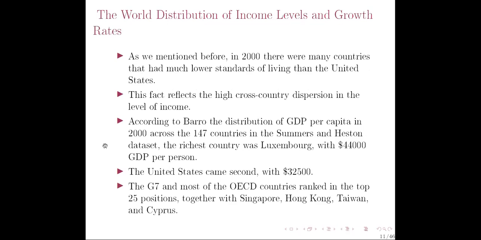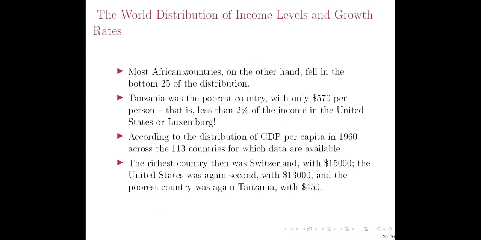And as we mentioned before, in 2000, there were many countries that had much lower standards of living than the United States. And this fact reflects the high cross-country dispersion, the disparity amongst the countries and the regions. So according to Robert J. Barro, the distribution of GDP per capita in 2000 across the 147 countries in Summers and Heston's data set, the richest country was Luxembourg with $44,000 GDP per person. In 2000, Luxembourg was the richest country in terms of GDP per capita. The United States came second in 2000 with $32,500 per capita income. Most of the OECD countries ranked in the top 25 positions together with Singapore, Hong Kong, Taiwan, and Cyprus. Most African countries, on the other hand, fell in the bottom 25 of the distribution. Tanzania was the poorest country with only $570 per person as GDP per capita.